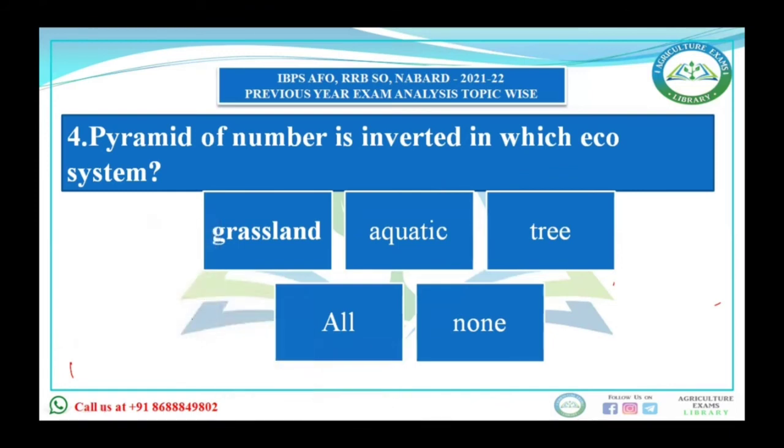But when you talk about the tree ecosystem, it will be inverted. Suppose it is a tree. First is the tree. After that, birds feed on the tree. The population of birds will be greater than the tree. After that, the parasites feed on the birds. Parasites population will be greater than the birds. Then this will be inverted. So the pyramid of number is inverted in case of tree ecosystem.